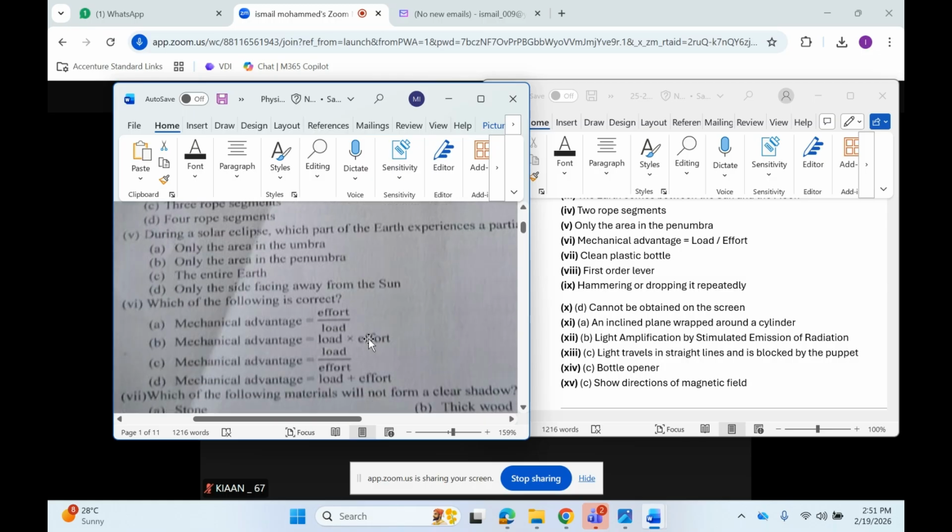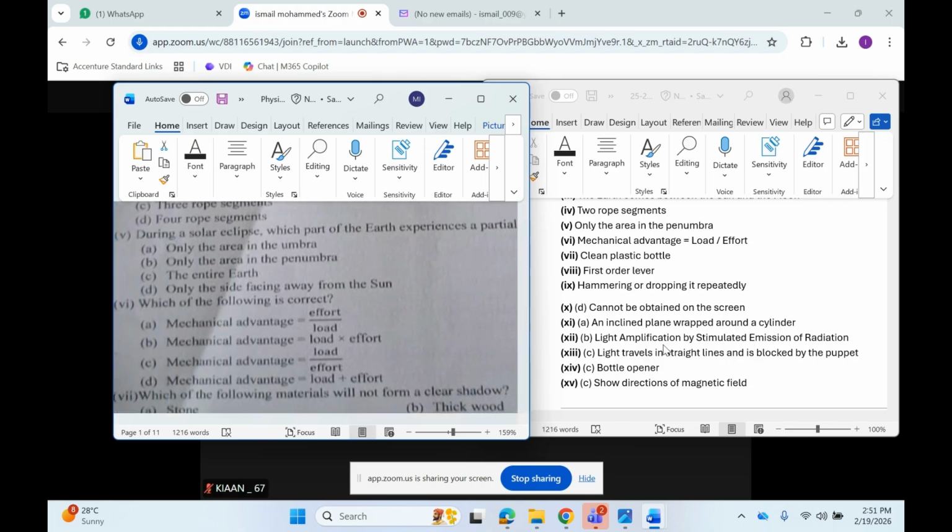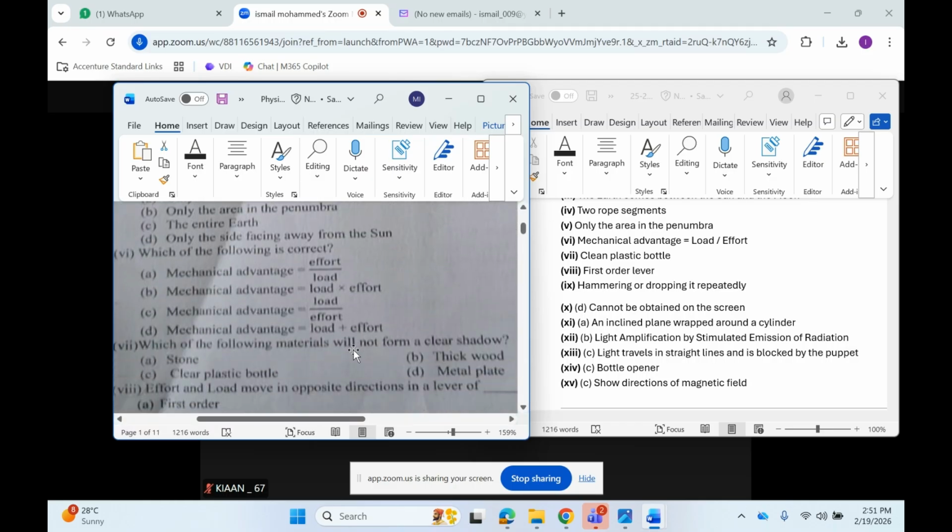During a solar eclipse, which part of Earth experiences a partial eclipse? Answer. Only the area in the penumbra. B. Which of the following is correct? Mechanical advantage is load by effort, which is C.